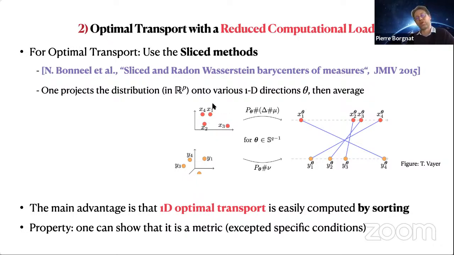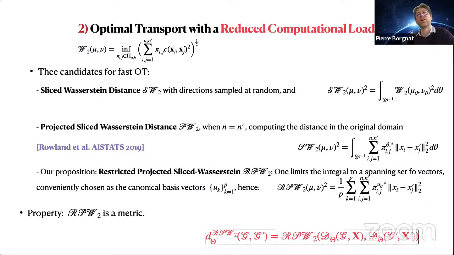And you can go from the initial distribution, whatever the dimension, to 1D by just doing a projection in some direction of your space. You can show that it gives you the distance if you take a large number of projections and do a Monte Carlo sampling. More precisely, with this sliced Wasserstein distance, you sample directions at random so that you have a Monte Carlo approximation of the usual Wasserstein distance by taking a large number of directions.